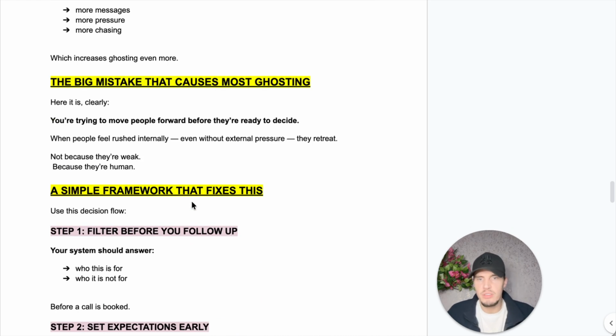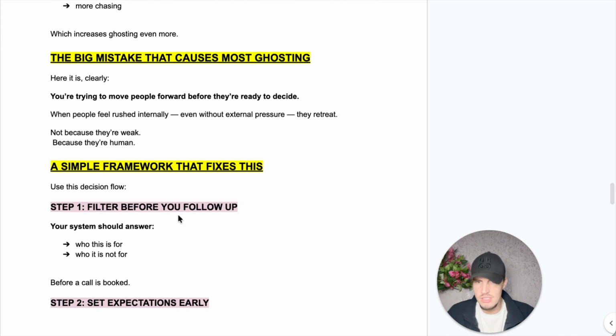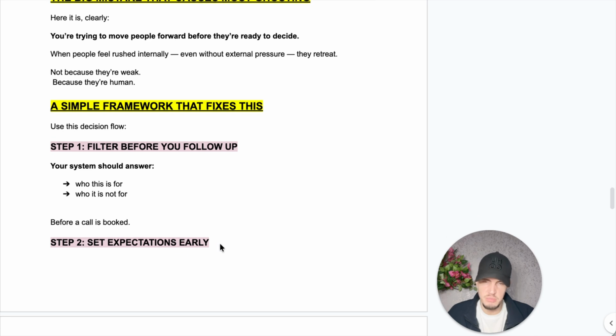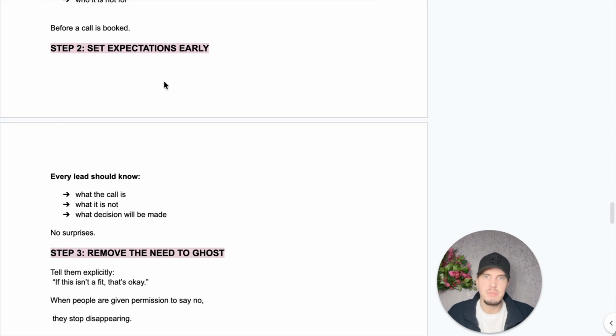A simple framework that fixes this is this decision flow. Step one, filter before you follow up. Your system should answer who this is for and who this is not for before the call is booked. Step two, set expectations early. Every lead should know what the call is, what it is not, and what decisions will be made on that call.